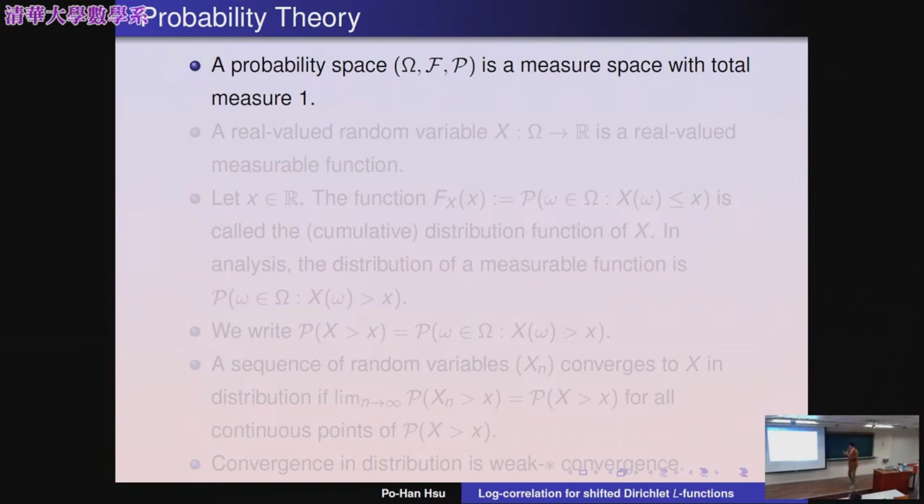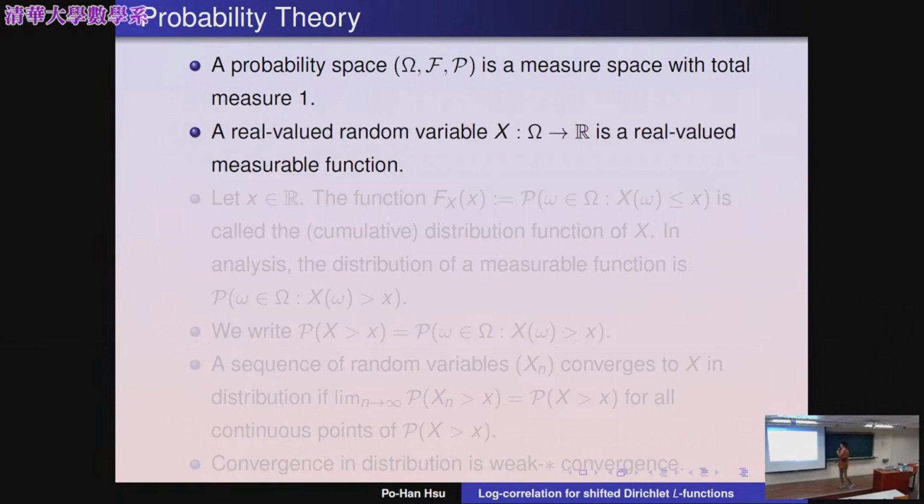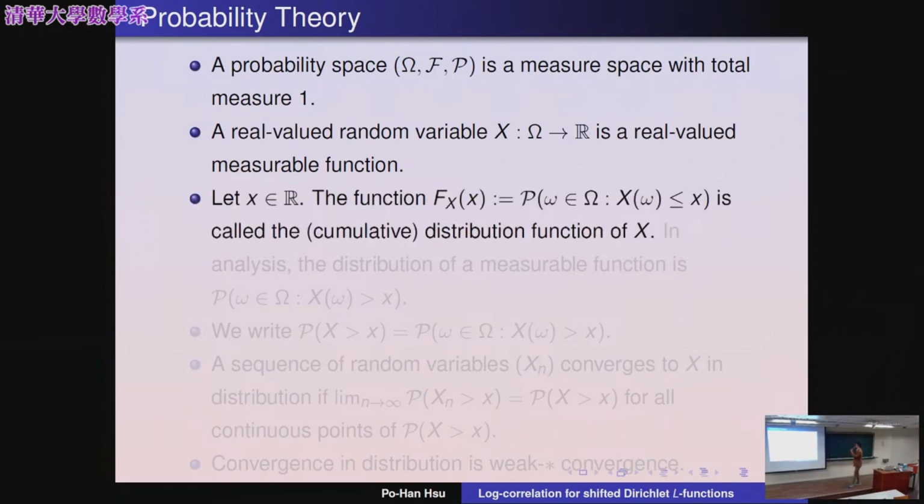Real analysis speaking, a probability space is a measure space and its total measure is 1. What is a random variable? Well, you can understand it as a measurable function. That's it. So a random variable is just a measurable function. For probabilists, we care about the distribution of the function rather than the function itself. So this is an important thing to probabilists.